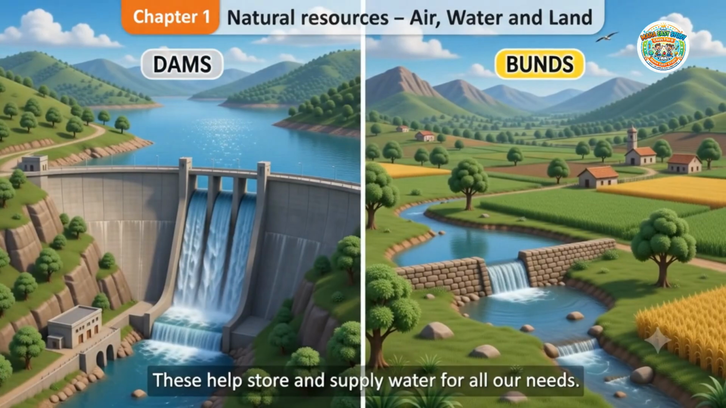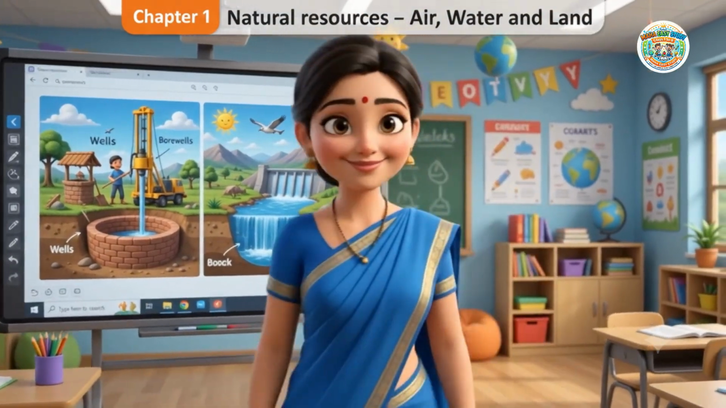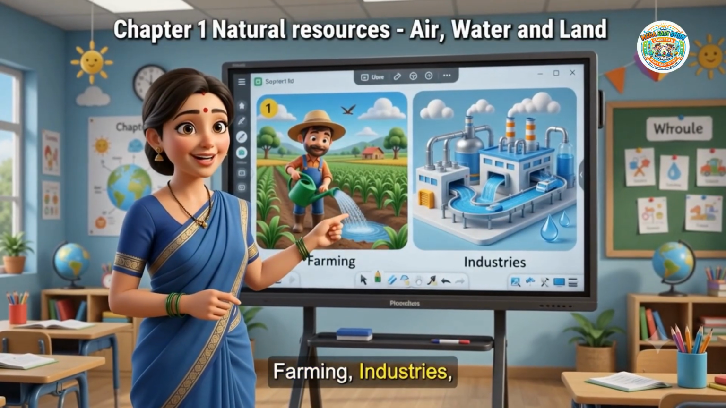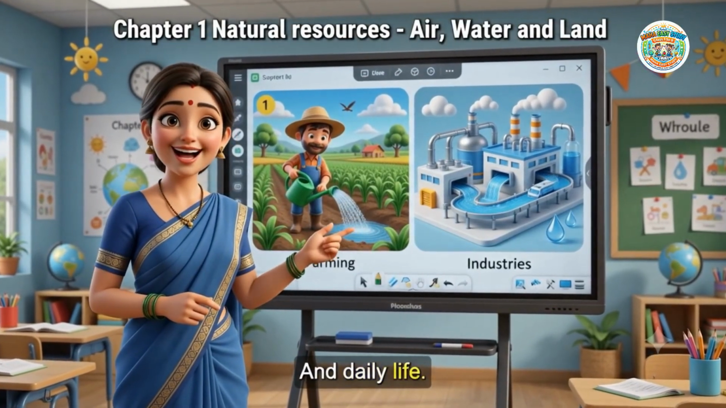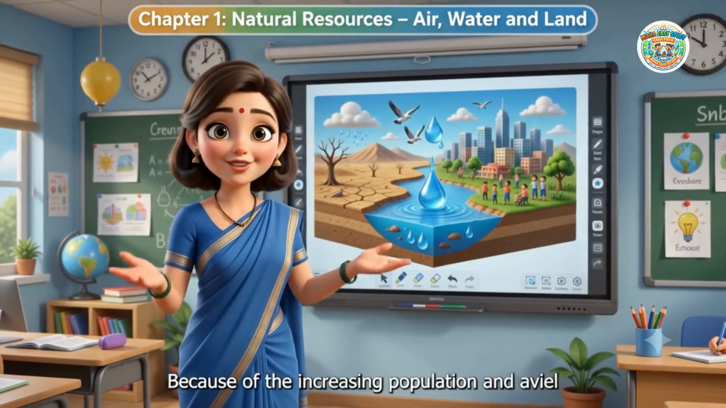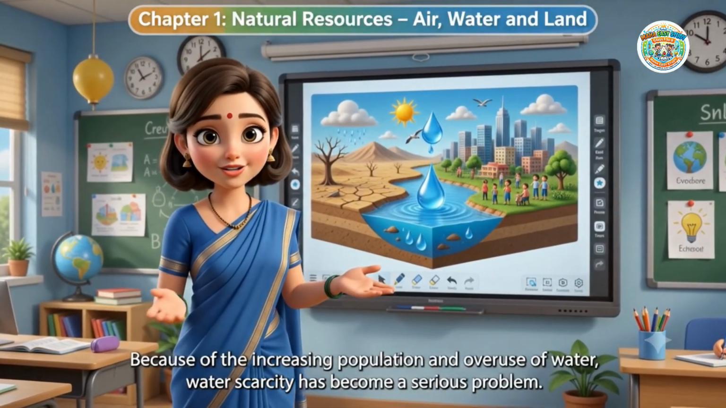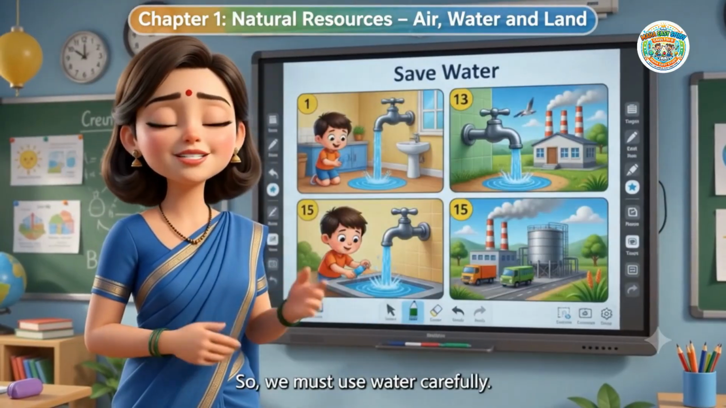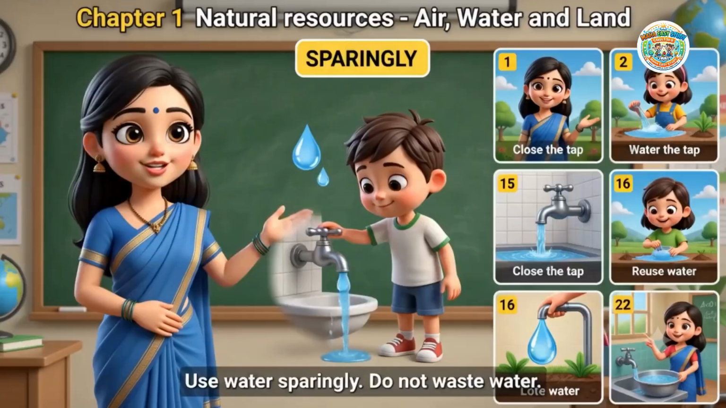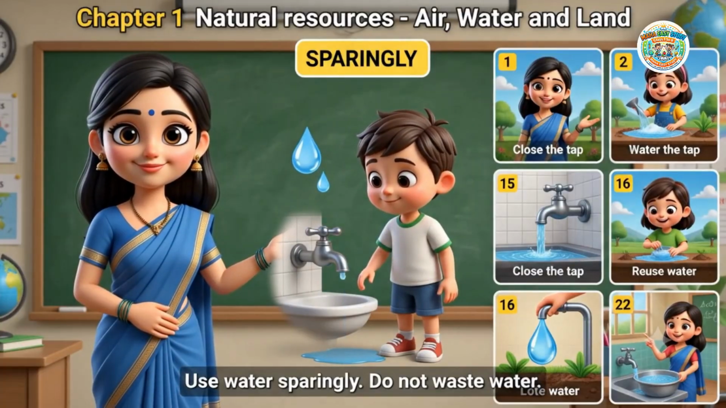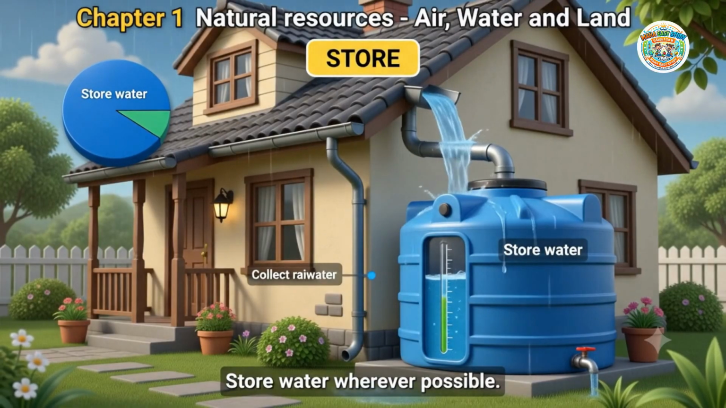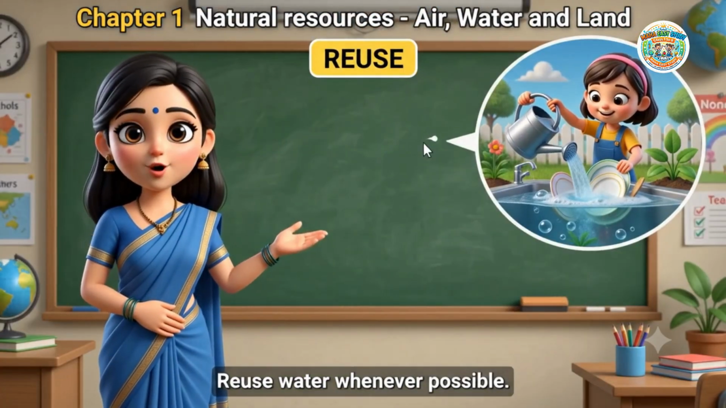These help store and supply water for all our needs. Today, people use a lot of water for farming, industries, and daily life. Because of the increasing population and overuse of water, water scarcity has become a serious problem. So, we must use water carefully. Use water sparingly. Block water and let it percolate. Store water wherever possible. Reuse water whenever possible.